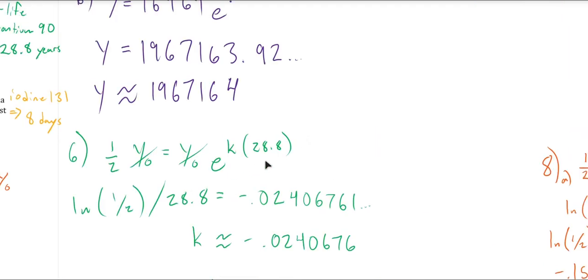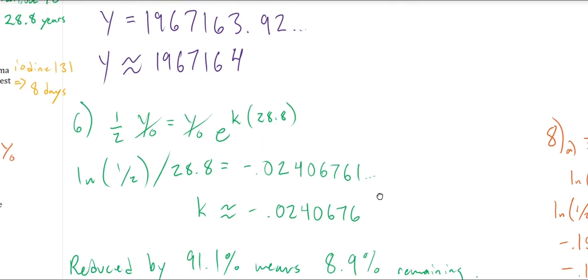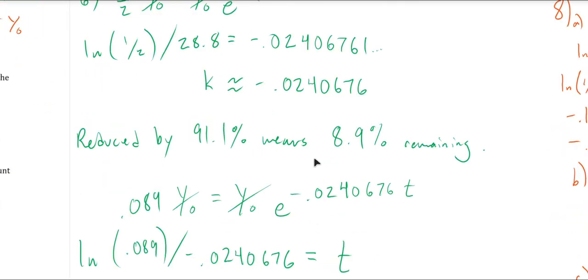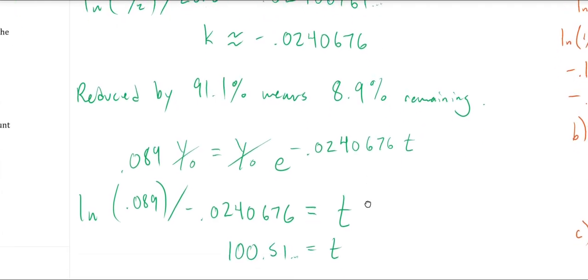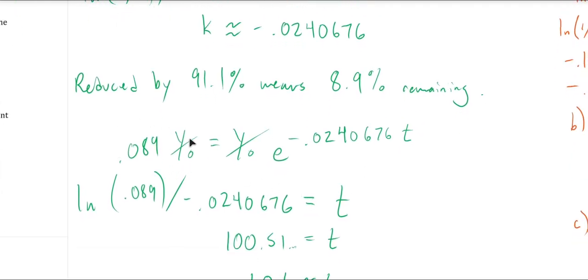We begin by completing the model and calculating the rate constant. The half-life tells us the rate constant by solving this equation. ln of 1/2 divided by the half-life is going to give us that rate constant, which is negative, indicating exponential decay. If we reduce by 91.1%, there will now be 8.9% of the original remaining, and so that's what we want to write on the left-hand side.